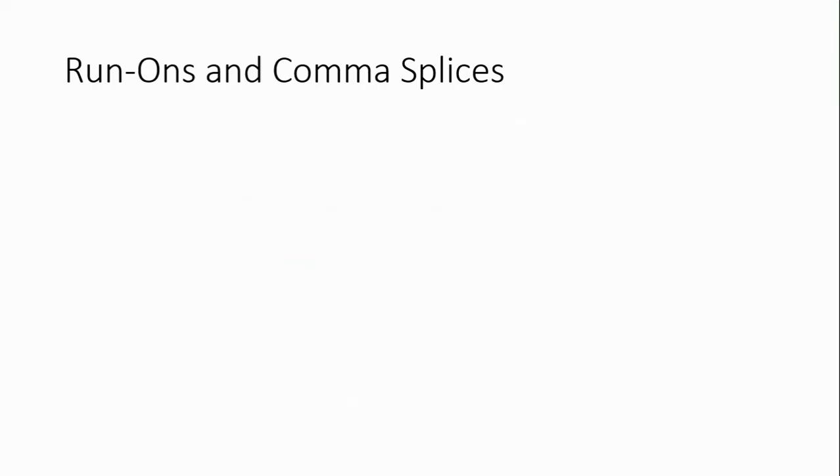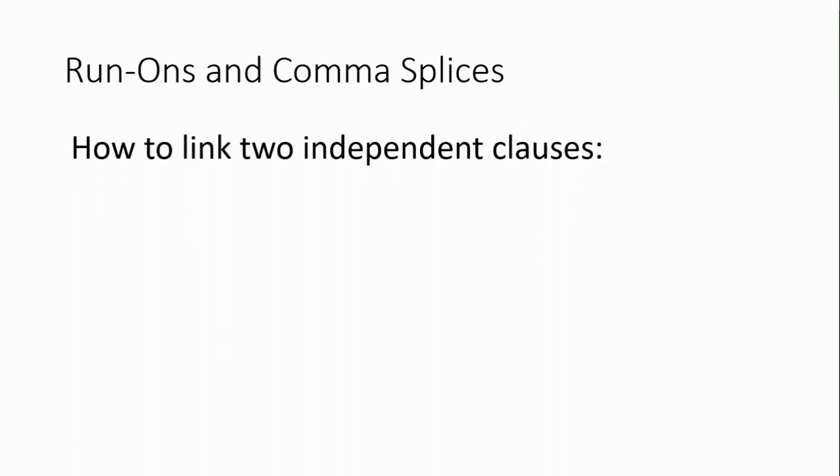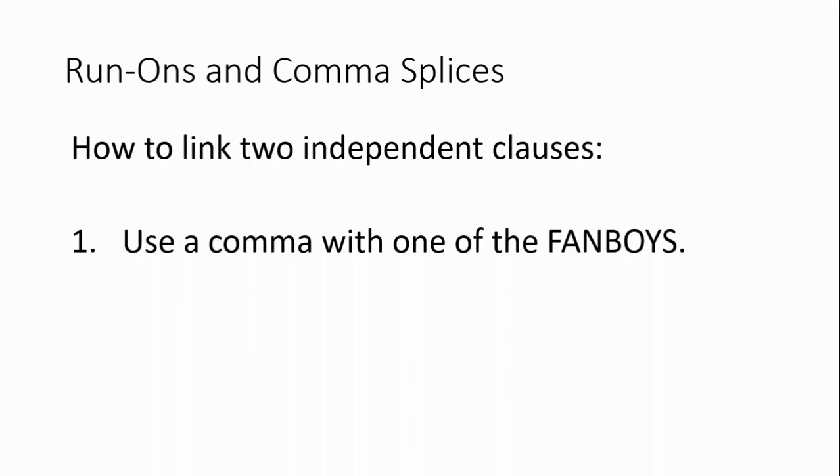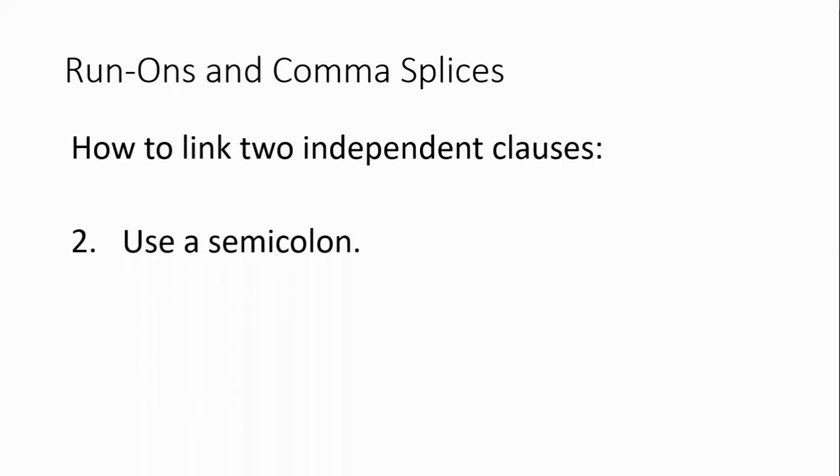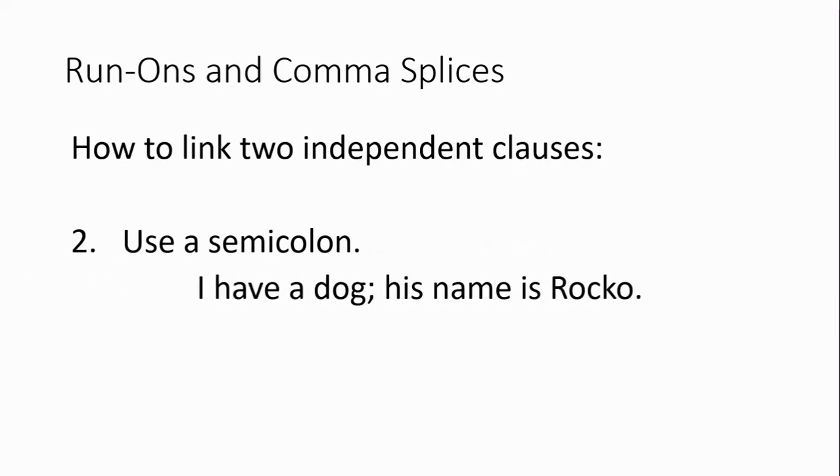Okay, if you're getting tired of being told what not to do, here are four ways to link two independent clauses. First off, you can use a comma with one of the FANBOYS. I have a dog, comma, and his name is Rocco. That's perfectly acceptable. Second, you can use a semicolon. I have a dog, semicolon, his name is Rocco.